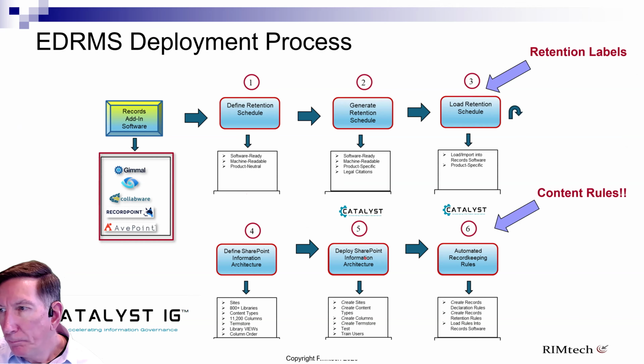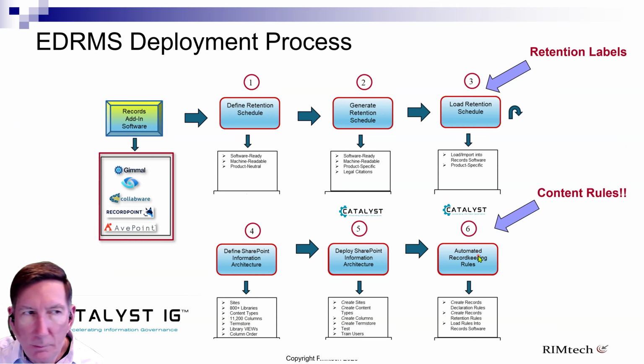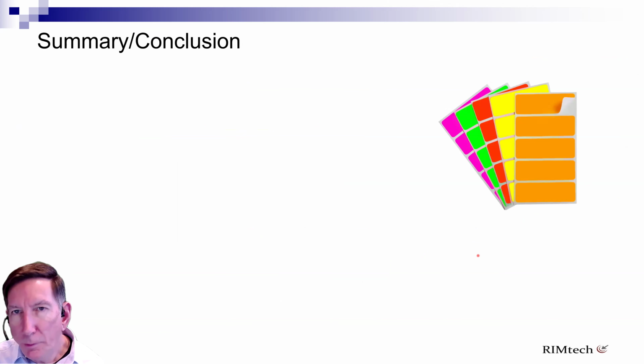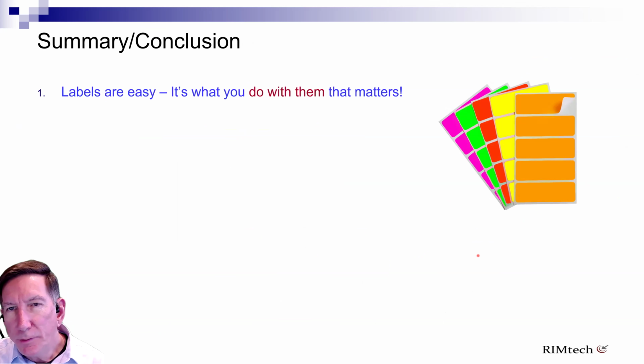So therefore, step 6 is at the end. You have to fully deploy your SharePoint before you can do your content rules. And you have to have content rules before you can do anything with your retention rules. That's why I'm showing you this diagram, how it fits into the big picture. So in summary, labels are simple. The real story is what are you going to do with them?